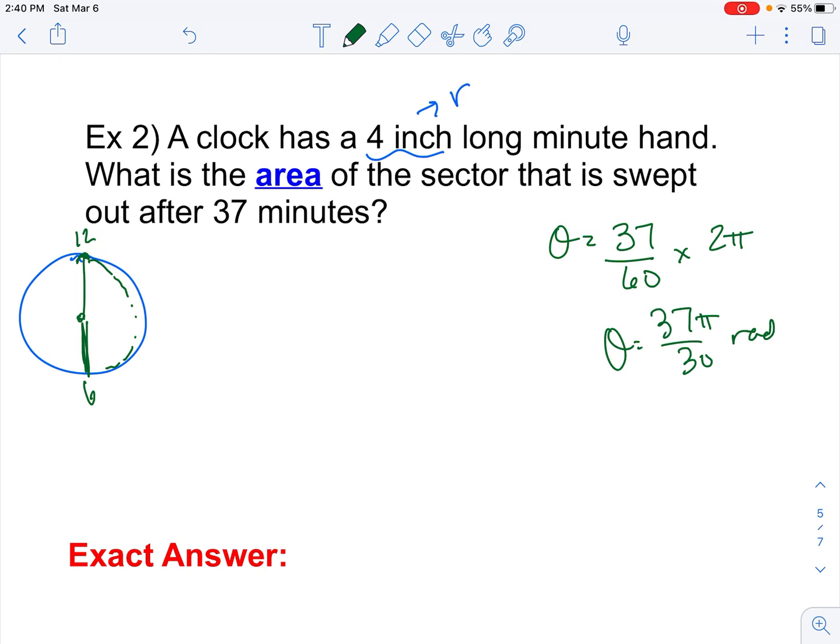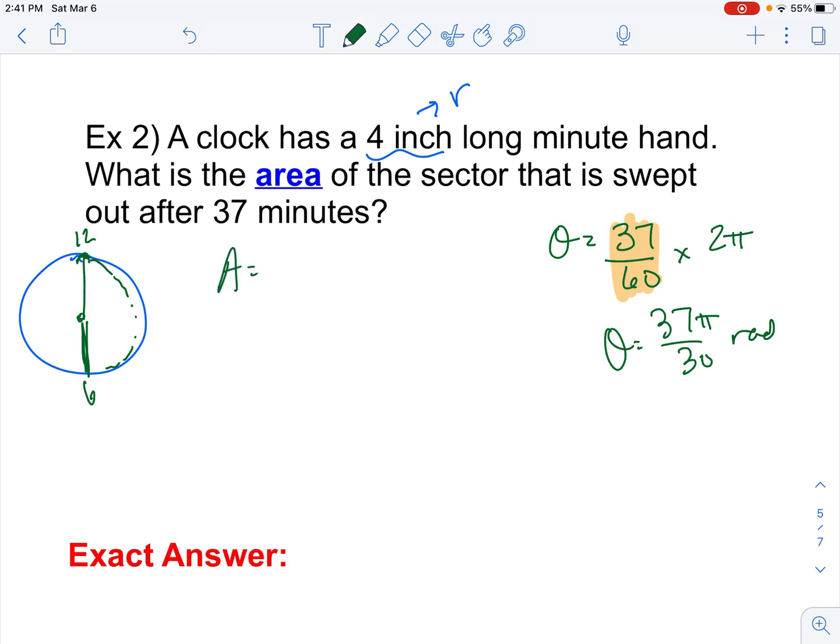So anytime you're given a unit of time, we know that a full circle around, or a full 2 pi, is 60 minutes. So we just have to take that fraction of the 60 minutes. If it was 10 minutes, we would do 10 over 60 times 2 pi. If it was 27 minutes, we'd do 27 over 60 times 2 pi.